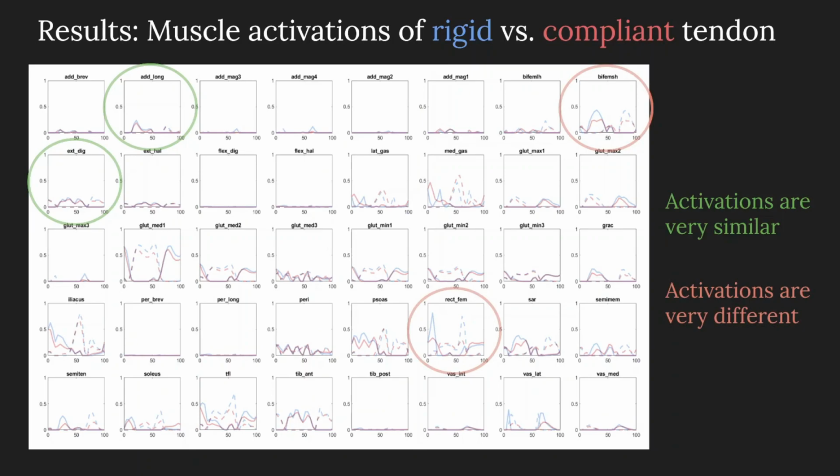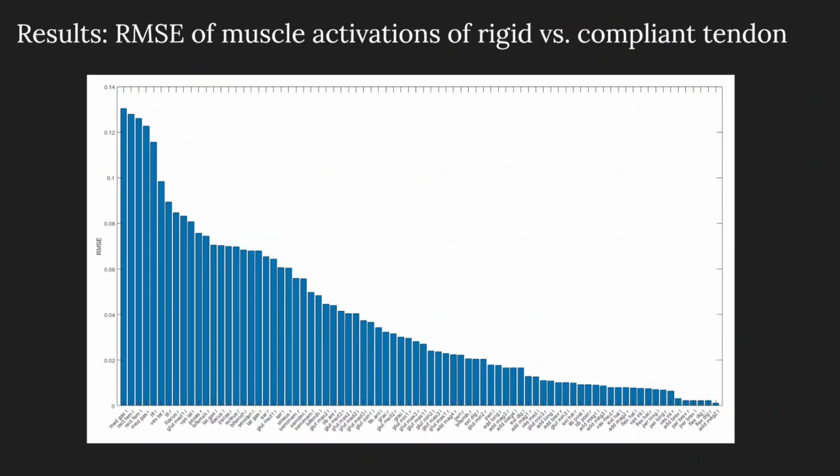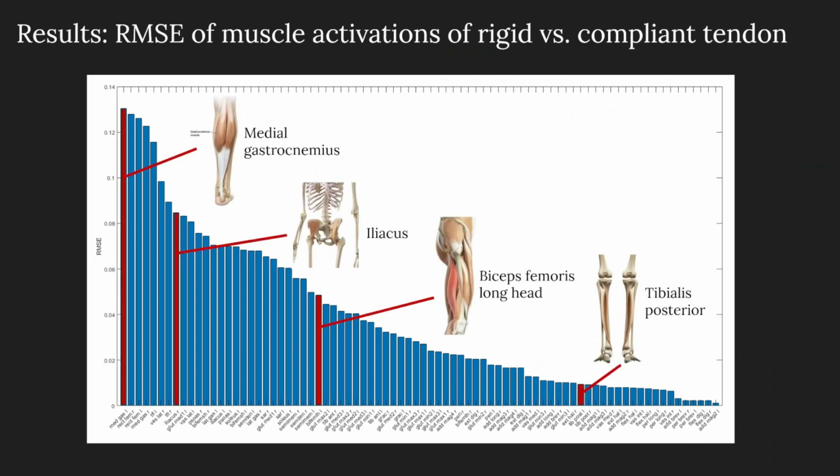To get more quantitative results, we calculated root mean squared error between rigid and compliant tendons, and then we reordered them from largest to smallest. To highlight a few muscles, we see medial gastrocnemius had the largest RMSE value, followed by the iliacus and the biceps femoris long head, while other muscles near the foot, like the tibialis posterior, had the lowest.